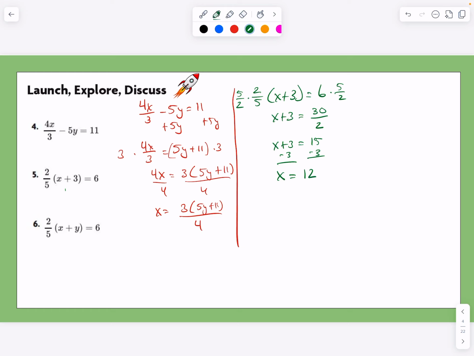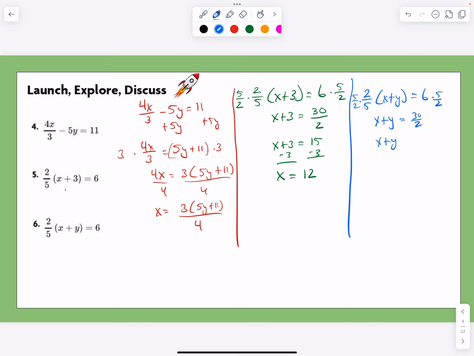And then for our last one here, we have 2/5 times (x plus y) equals 6. So we multiply both sides by the reciprocal, 5 over 2. So we have x plus y equals 30 over 2, which we already know is 15. We subtract y from both sides so that x equals 15 minus y.